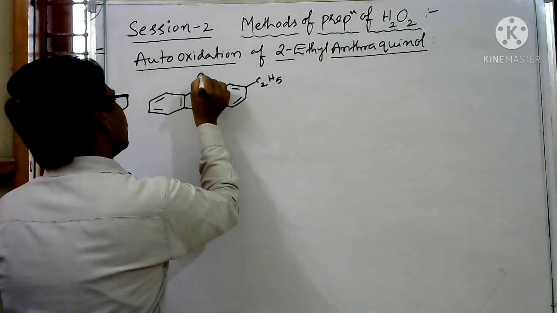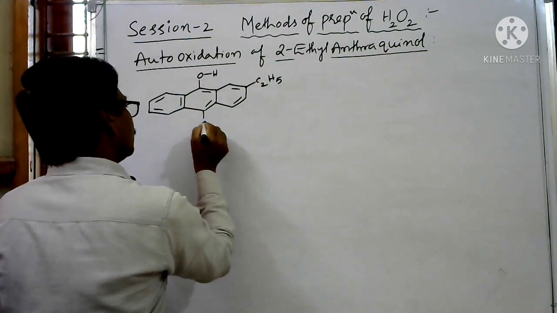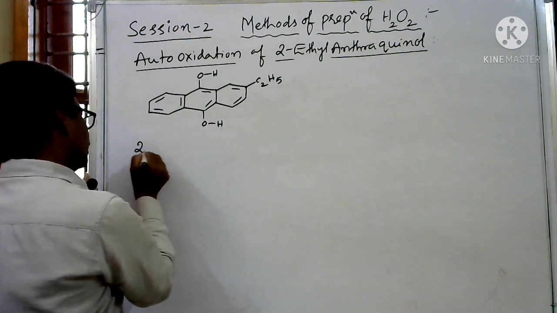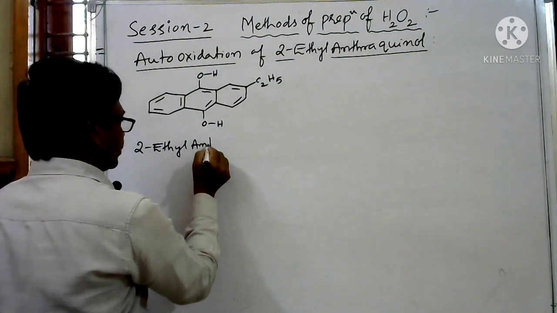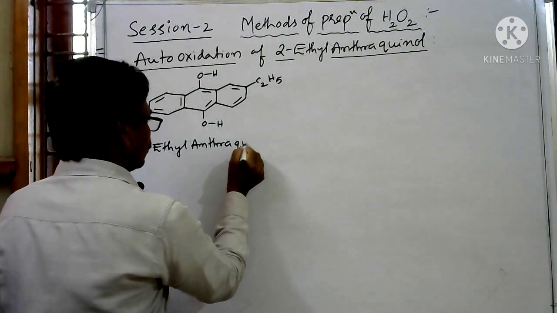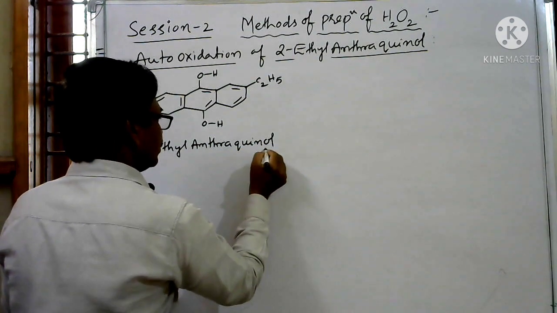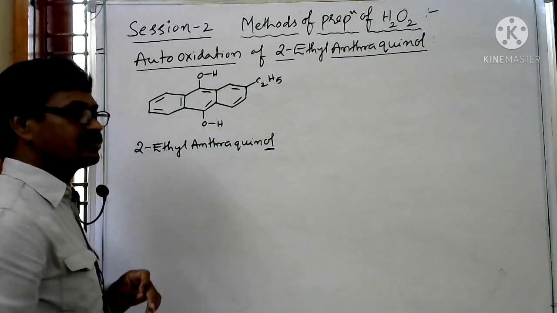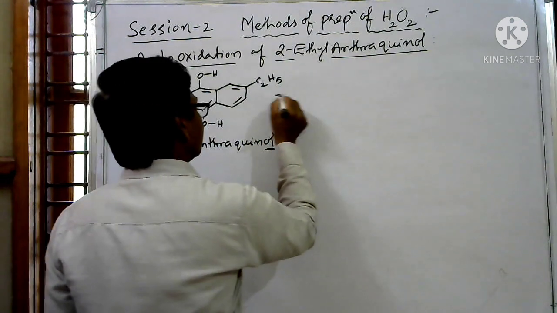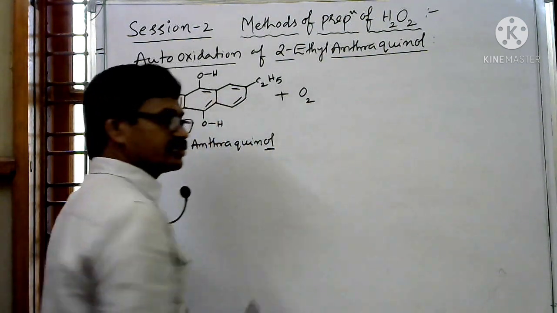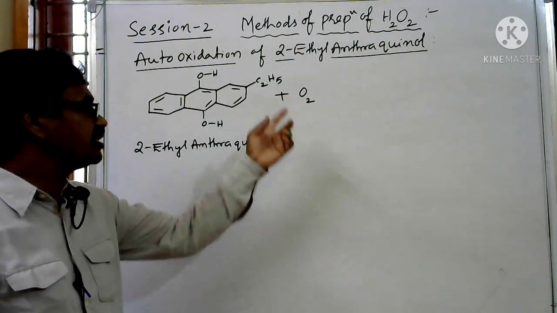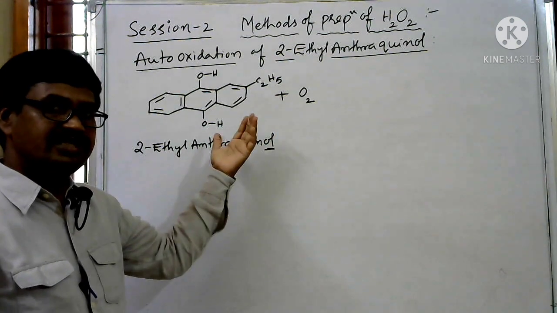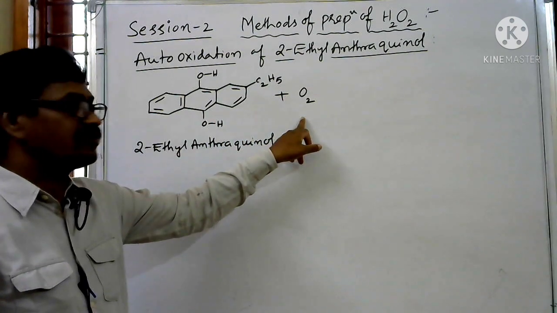Here OH is also OH. This is the 2-ethyl anthraquinol. Ol means what? Hydroxy group. OH groups are present. When it is treated with O2, when air is bubbled through 2-ethyl anthraquinol, air contains oxygen. That means indirectly it is undergoing oxidation in the presence of air.